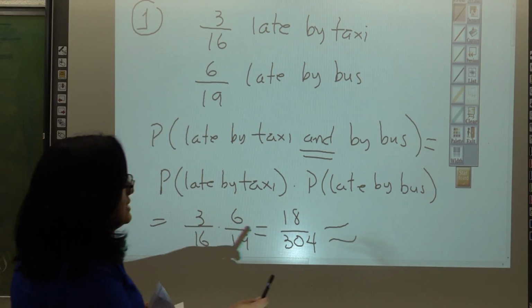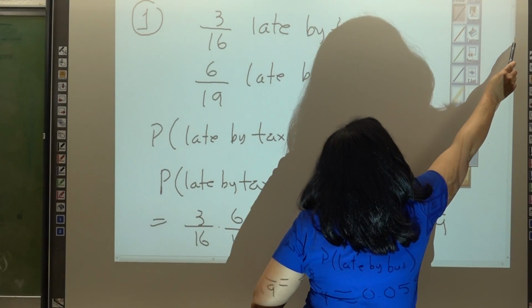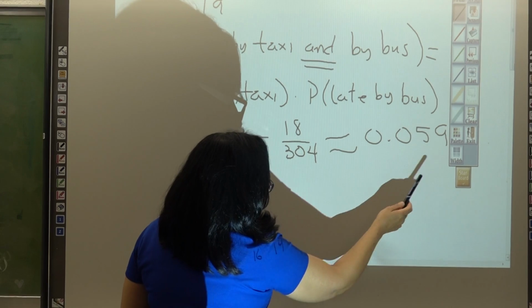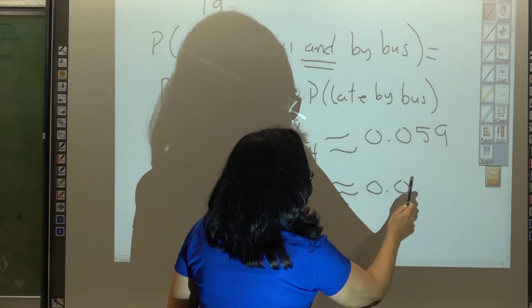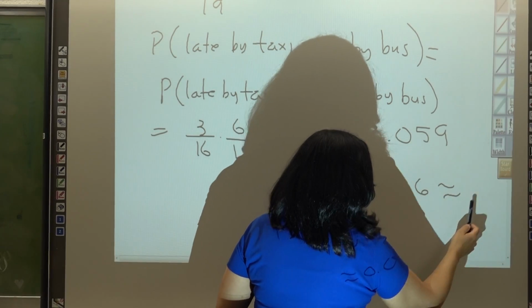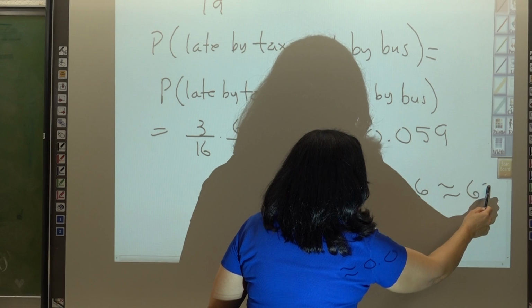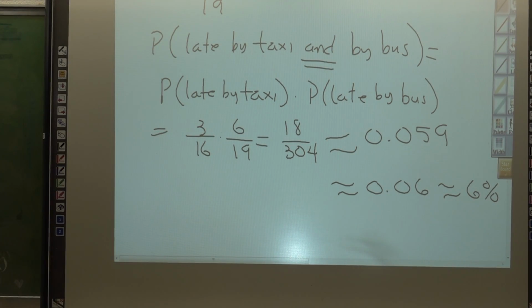The answer is 0.059. So it will be like this. If we round it to the second decimal place, it will be 0.06, which is about 6%. Okay?